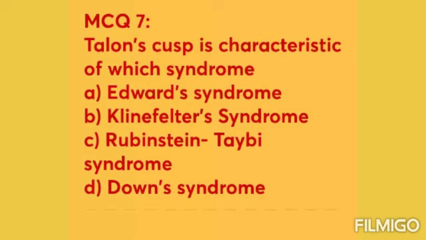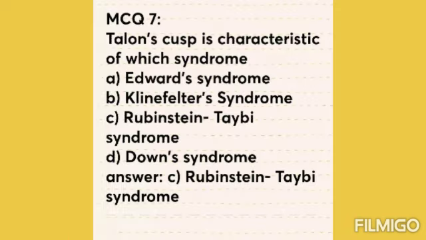The seventh question is, Talon's cusp is characteristic of which syndrome? Option A Edwards syndrome, option B Klinefelter syndrome, option C Rubinstein-Taybi syndrome, option D Down syndrome. So Talon's cusp is characteristic of which syndrome? It is very important. So here the answer is Rubinstein-Taybi syndrome. So Talon's cusp is associated with Rubinstein-Taybi syndrome.